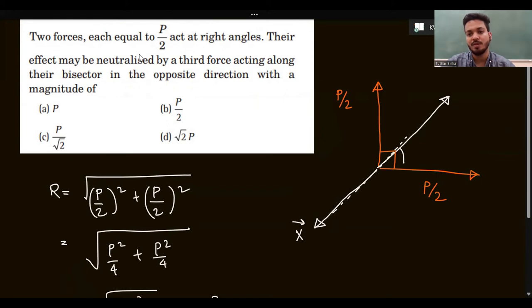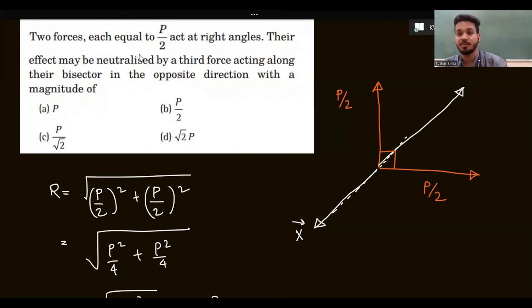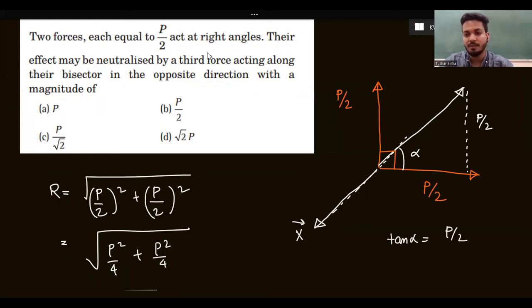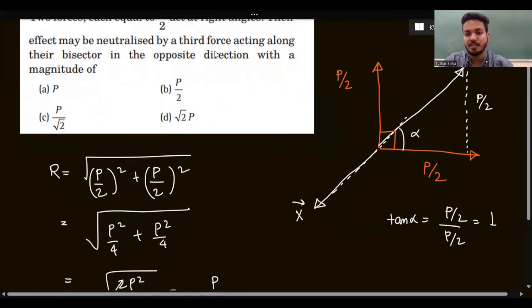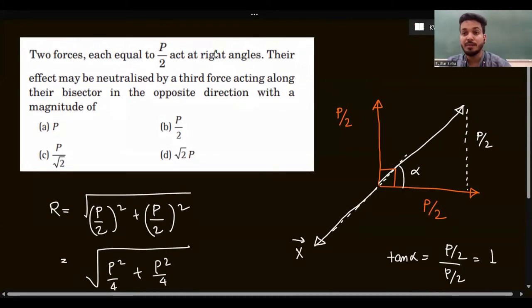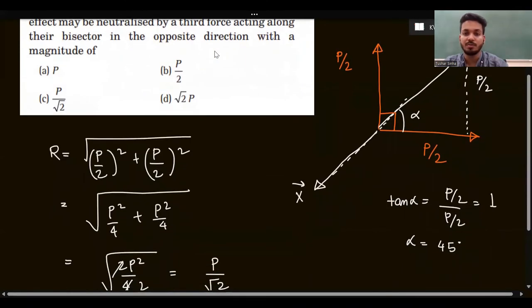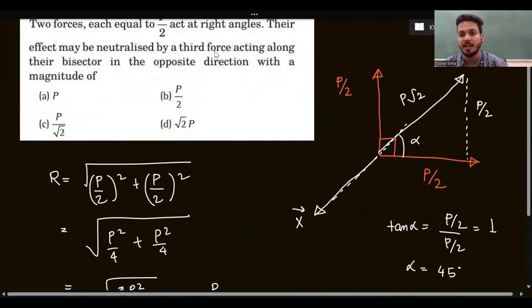Obviously I have to find out how much this angle is. For finding this angle, you can either use one of the formulas that was given on the board, cos inverse of base upon hypotenuse, or you can complete this triangle. If I complete this triangle, this will be P by 2, this will be P by 2, and let's call this angle alpha. Tan alpha is perpendicular, which is the opposite side, P by 2 divided by P by 2, which means 1. So if tan alpha is 1, then alpha is 45 degrees. So if I add P by 2 and P by 2 together, I'll get a vector whose magnitude is P by root 2, pointing in the opposite direction at 45 degrees.